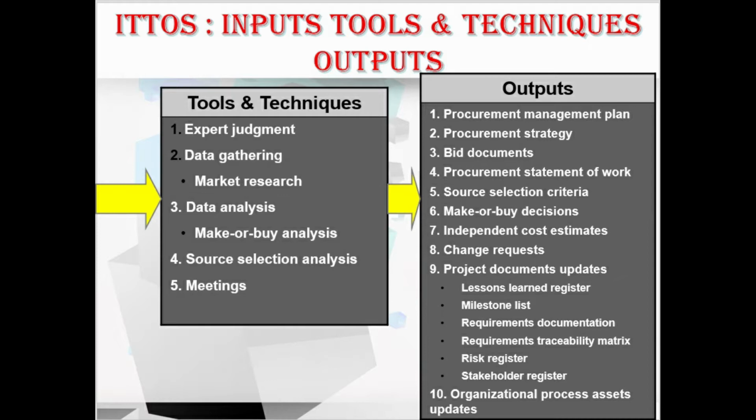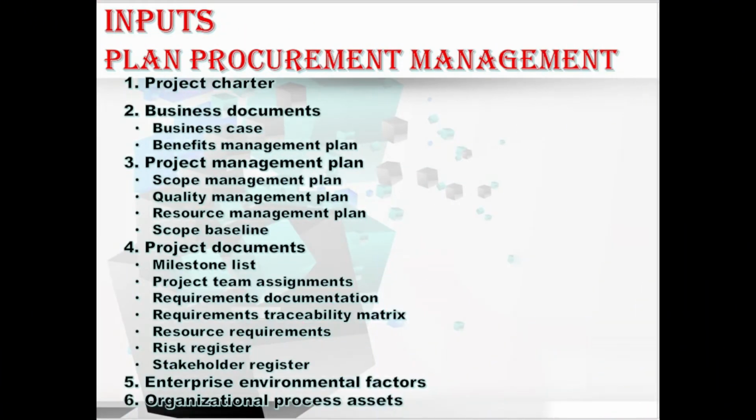Let's discuss each and every one in more detail. Let's start first with the inputs. In the inputs, first we have the project charter. What is the project charter in this? The project charter contains the objectives, the project description, summary milestones, and the pre-approved financial resources. Hope you understood what the project charter is here.